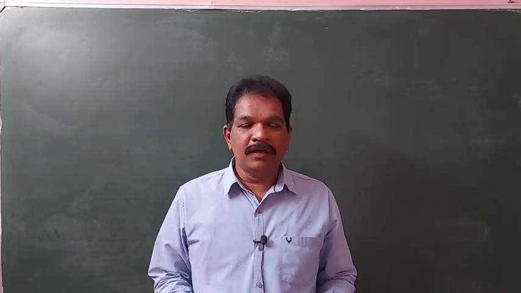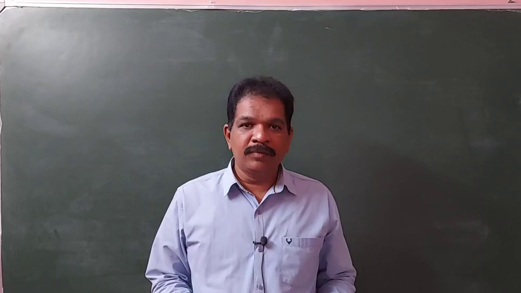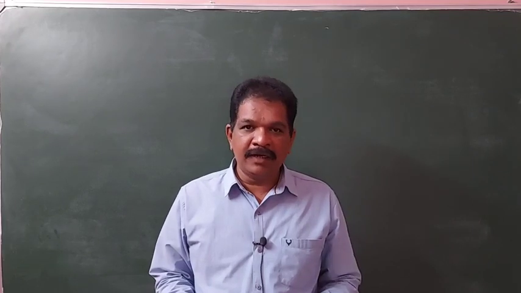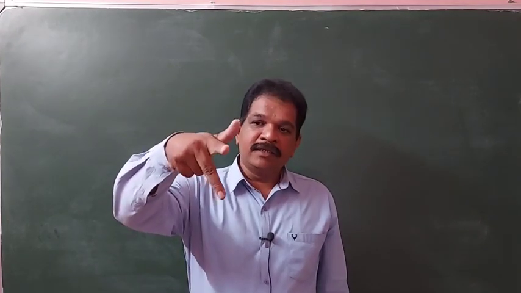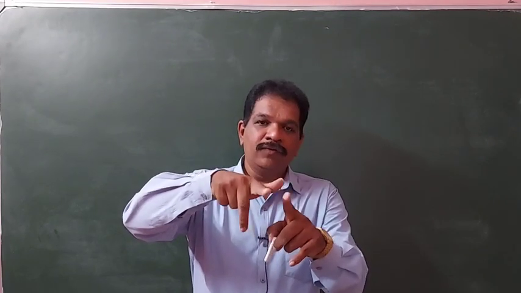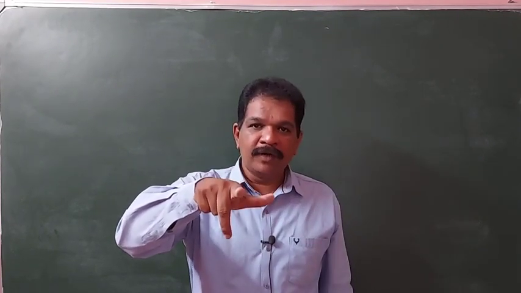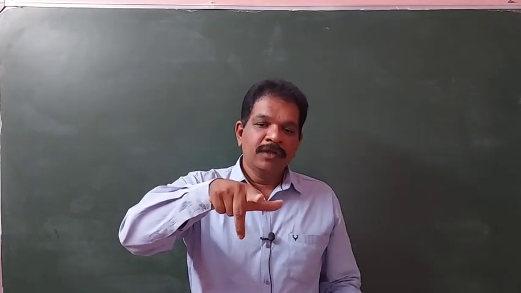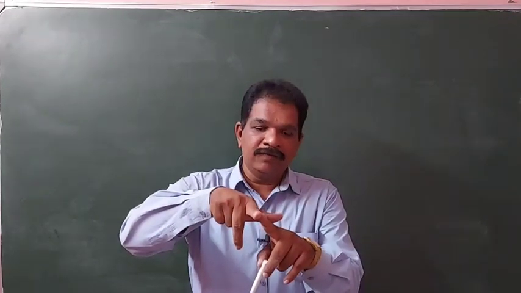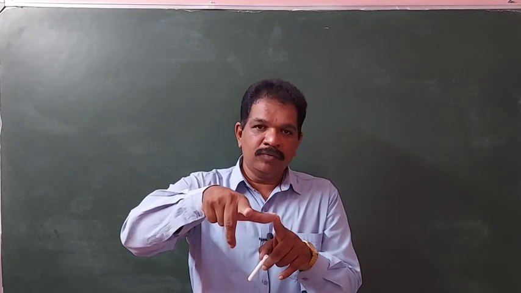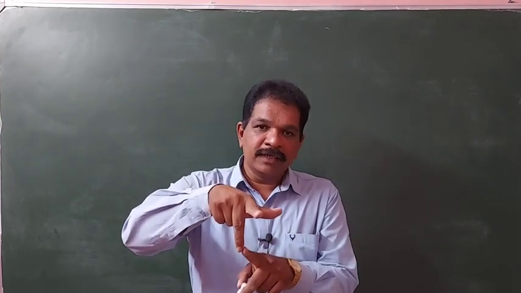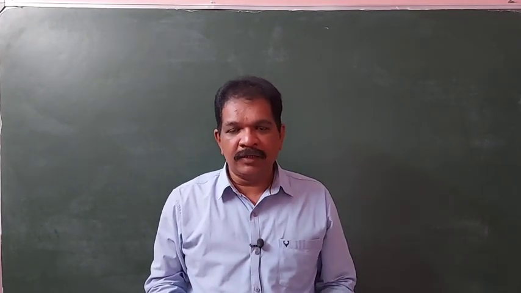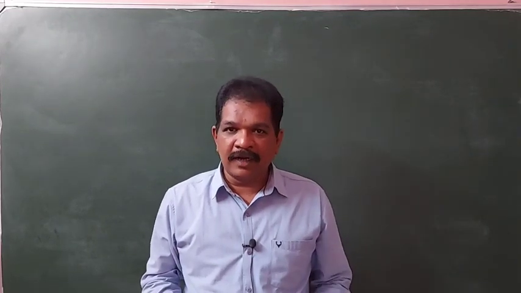Good morning, students. In the last class, we discussed Fleming's right hand rule. What Fleming's right hand rule says is: stretch the central finger, forefinger, and thumb of your right hand in three mutually perpendicular directions. If the forefinger is indicating the field, and the thumb is indicating the motion of the conductor, then the central finger will indicate the direction of the induced current.